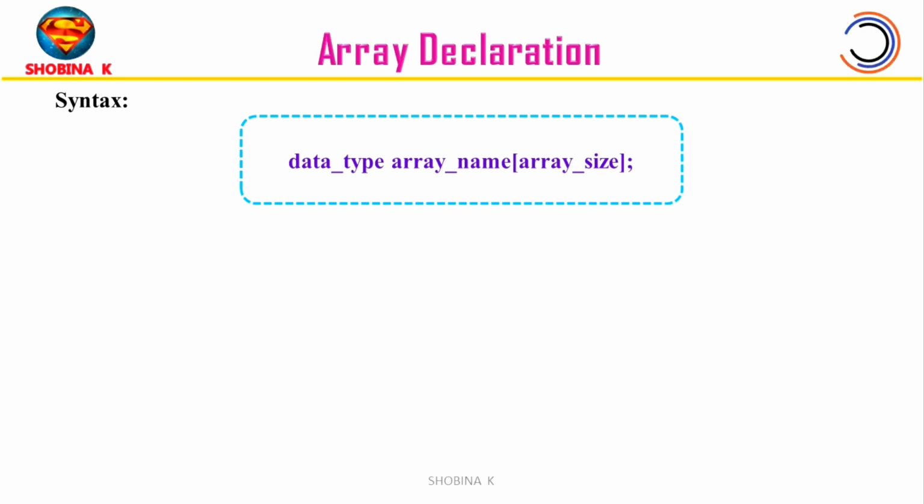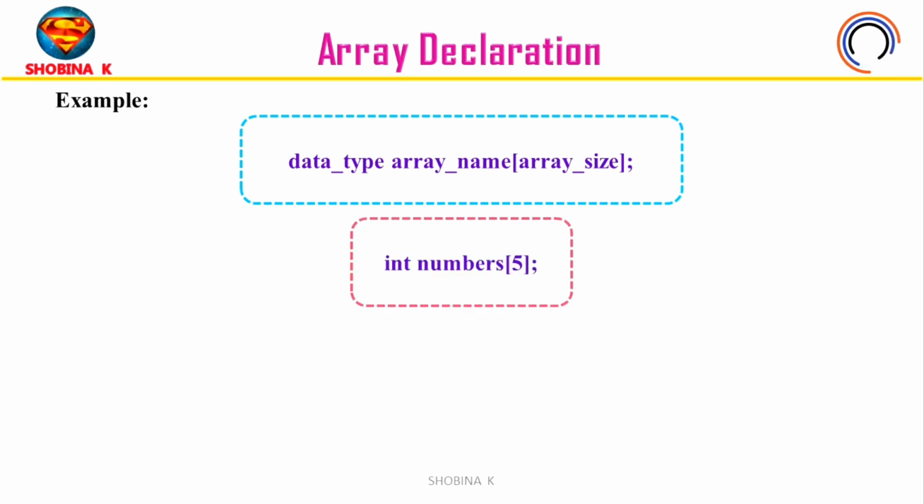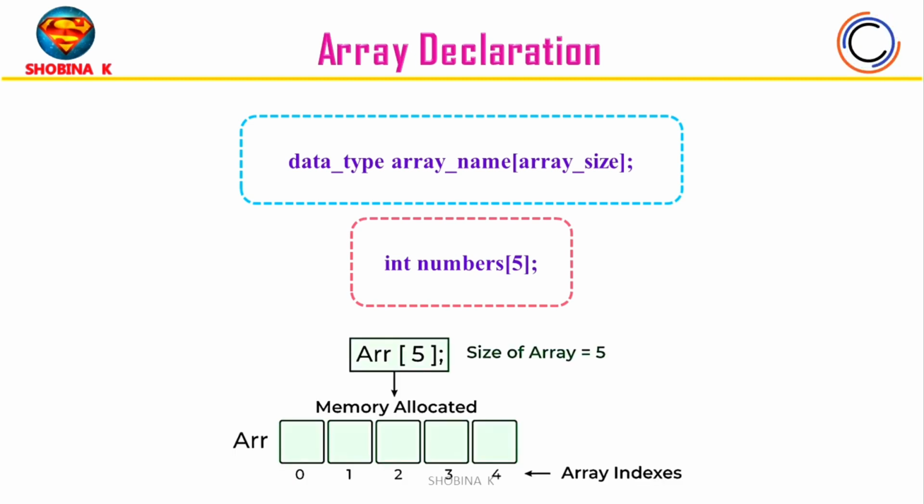It can be any valid C data type such as int, float, char, etc. Array name is the identifier or name given to the array. It is used to refer to the array in the code. Array size. This part indicates the size or number of elements in the array. For example, if you want to declare an integer array named numbers with a size of 5, you would use the following syntax. This line of code reserves space for an array of integers called numbers that can store 5 elements. The elements are initially uninitialized and their values may contain garbage data until explicitly assigned.